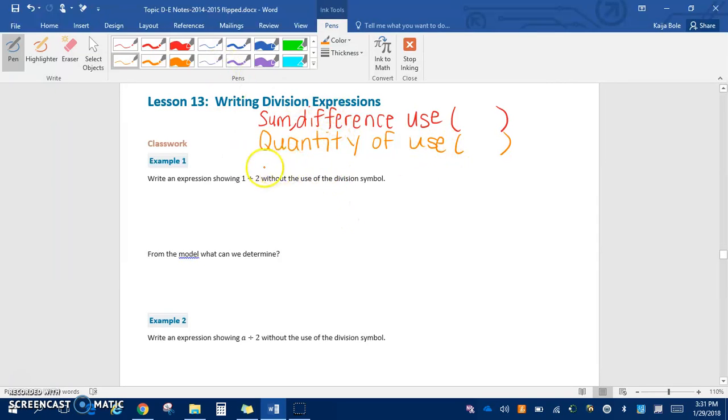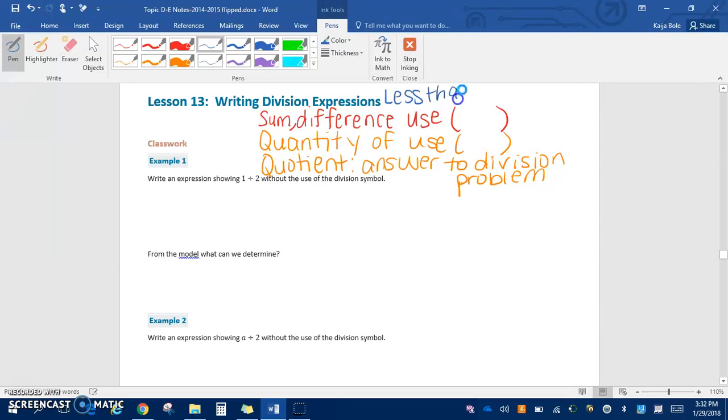Alright, remember that the quotient is the answer to a division problem. And remember that whenever we see the words less than, we have to switch the order. Alright, so make sure you have those down at the top just so we can go over them again. But again, that new one is quantity of, we use parentheses.